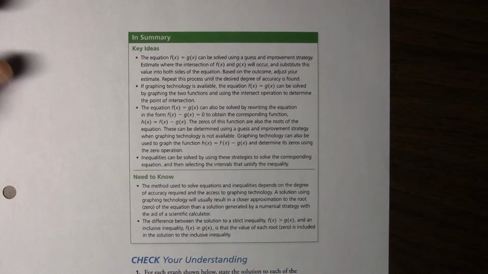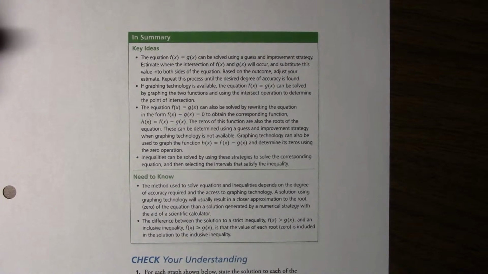Key ideas. The equation f of x equals g of x can be solved using a guess and improvement strategy. Estimate where the intersection of f of x and g of x will occur. Then substitute this value in both sides of the equation. Based on the outcome, adjust your estimate. Repeat this process until the desired degree of accuracy is found. If graphing technology is available, the equation f of x equals g of x can be solved by graphing the two functions and using the intersection operation to determine the point of intersection.